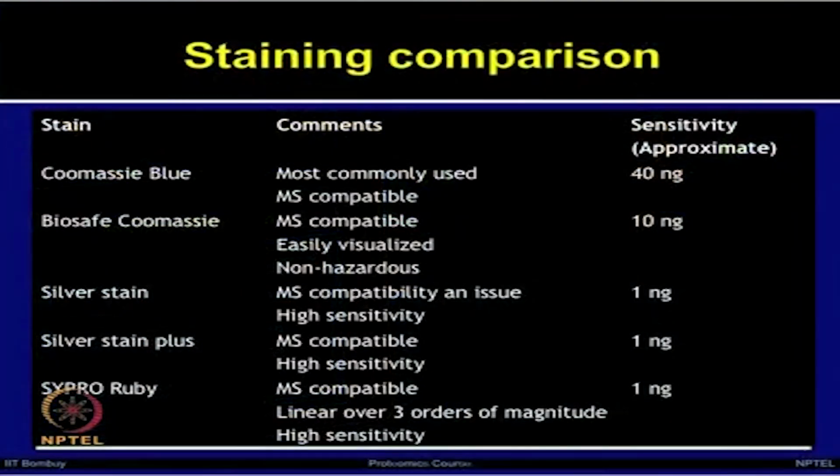So, in a nutshell, here you can obtain information for the various stains which are available, their properties and their sensitivity. Please note, the sensitivity is only approximate. Coomassie blue is one of the most commonly used stains, employed in most laboratories worldwide. It is compatible with mass spectrometry. Sensitivity is in the range of 40 to 100 nanograms. BioSafe Coomassie is also MS compatible, another advanced form of Coomassie staining, which is environmentally friendly and non-hazardous, and it offers sensitivity in the range of 10 nanograms.